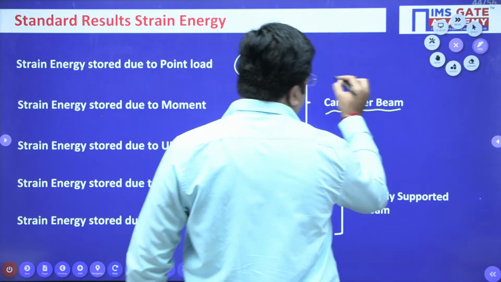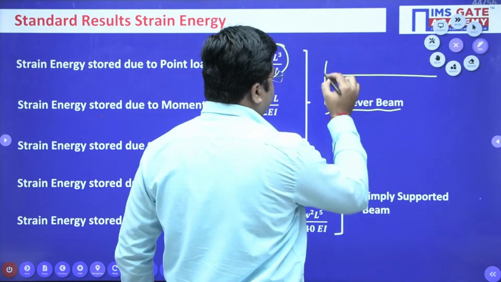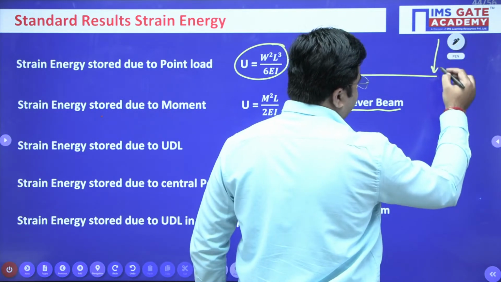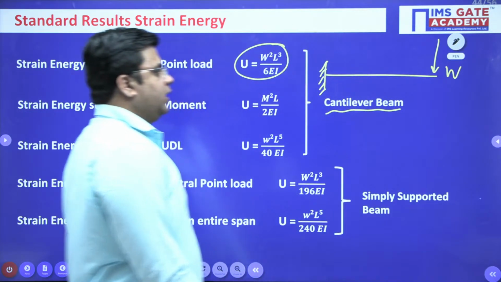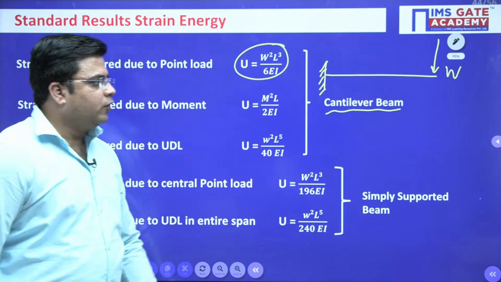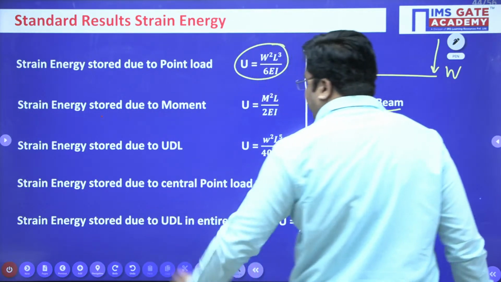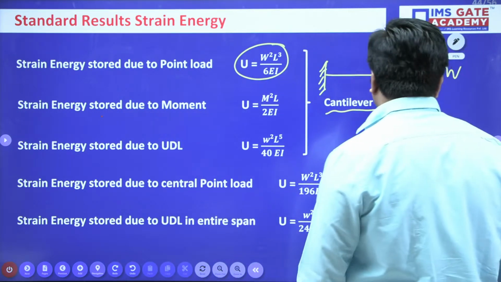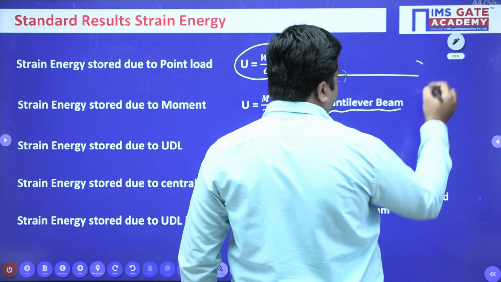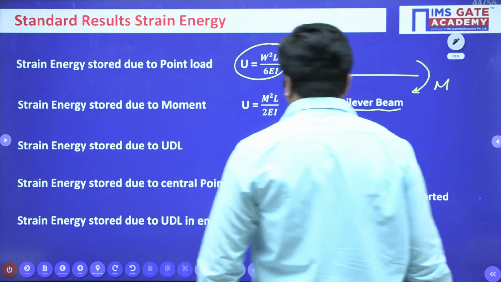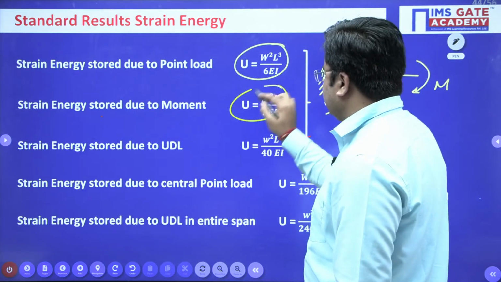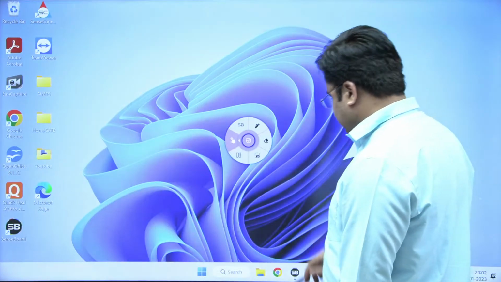If you consider a cantilever beam like this, over which a point load is applied at the free end, then the total amount of strain energy stored is W square L cube upon 6EI. For the same cantilever beam, if you apply a moment at the free end, the total amount of strain energy stored will be equal to M square L upon 2EI. Just remember these standard results, right?